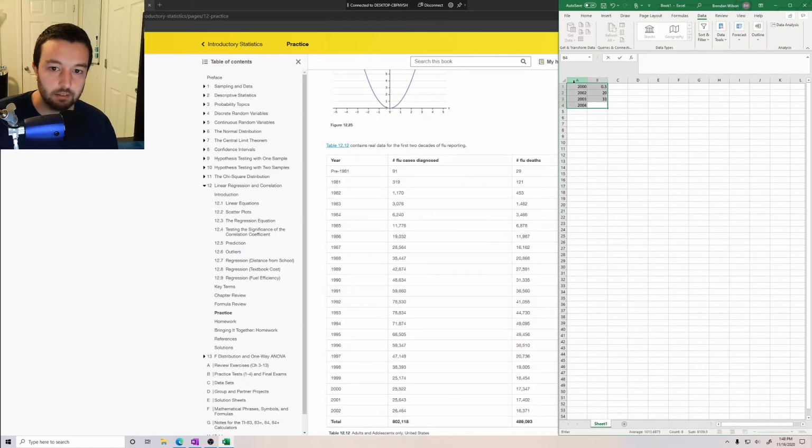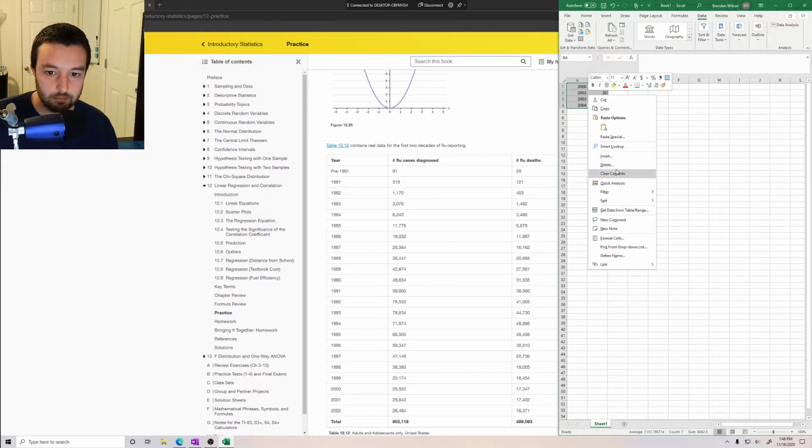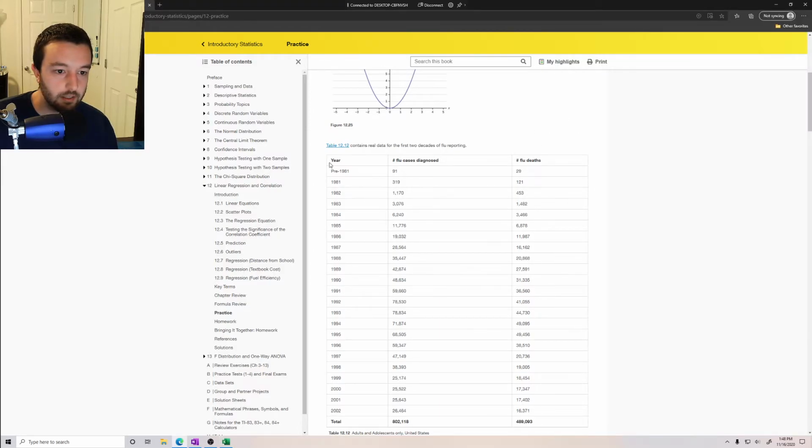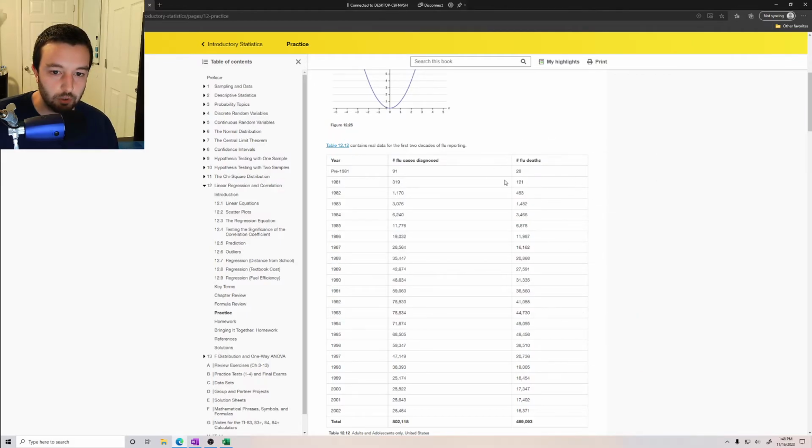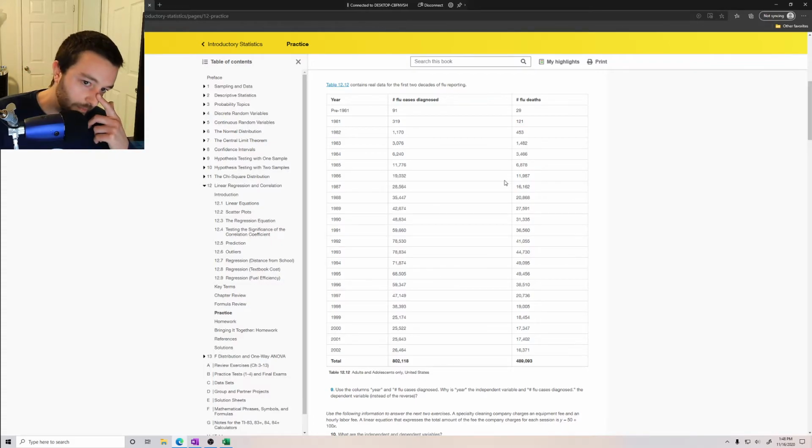So first let's look at this table right here. What are we looking for a correlation between? Well, at first glance, you might think it's the last two columns, but that would not be the case. These are both dependent variables. Instead, our independent variable is the year. So we're going to look to see if there's a correlation between the year and the number of flu cases diagnosed. And then we can do a separate test to see if there's a correlation between the year and the number of flu deaths. Okay.